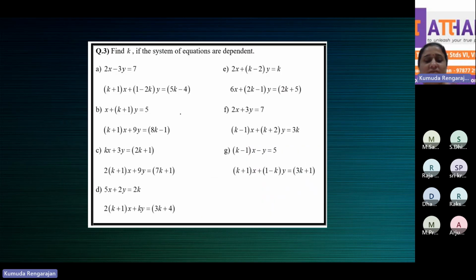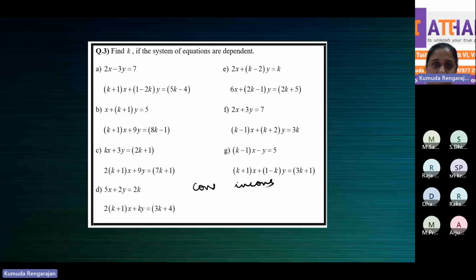Last class I told you, we have two types: consistent equations and inconsistent equations. Consistent equations means they have at least one solution. A pair of equations is said to be consistent if they have at least one solution, meaning they can have one solution or many solutions. If they have many solutions, they are said to be dependent equations.